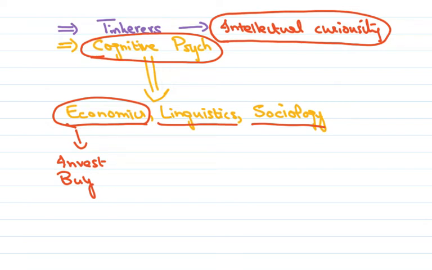Cognitive psychology research can be used to study how language is acquired, and that obviously has implications for linguistics. How language is organized in the brain also has implications for linguistics. So language acquisition is something that I'll write here.